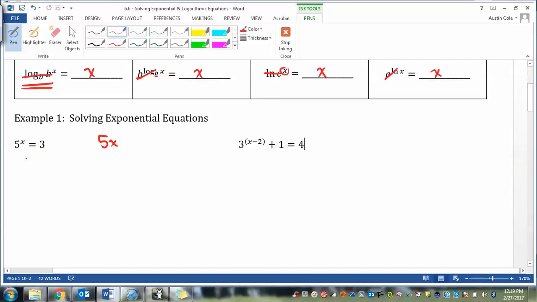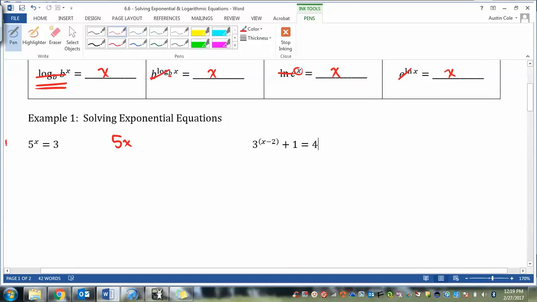But to undo this and to get my exponent, what we need to do is log base 5 of both sides. Well, why? Because of this right here. I know that if I have log base 5 of 5 to the x, what's going to happen on the left? They're going to go away, and I'm just left with x. But we need to do it on the right as well, so you need to log base 5 of 3.